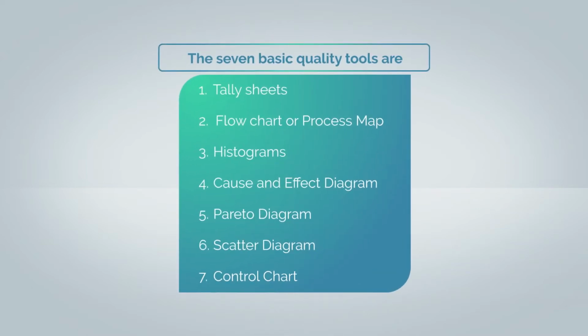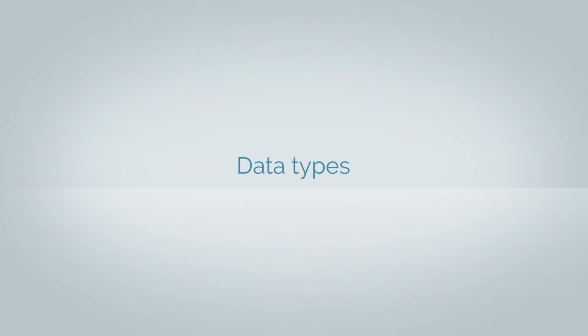The 7 basic quality tools are: 1. Tally sheets. 2. Flow chart or process map. 3. Histograms. 4. Cause and effect diagram. 5. Pareto diagram. 6. Scatter diagram and 7. Control chart.